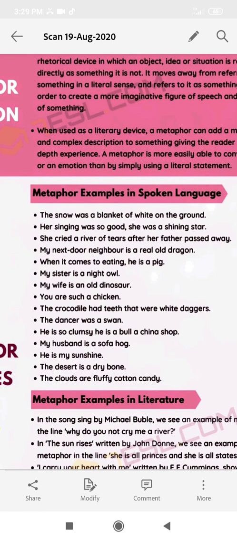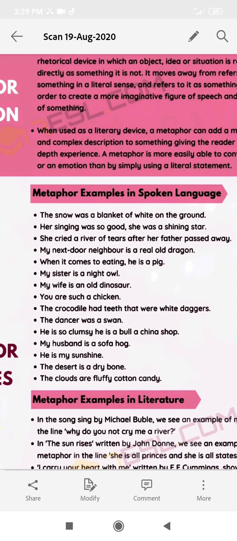Next, my wife is an old dinosaur. Wife is compared with dinosaur without the help of word like and as. Strong comparison between dinosaur and wife. મારી wife જે છે dinosaur જ છે. Okay, so it is metaphor, something interesting language. Okay, so when we want to make our language decorative and interesting, the speaker use figures of speech. જે interesting લાગે ને. Okay, so for that we use figures of speech.